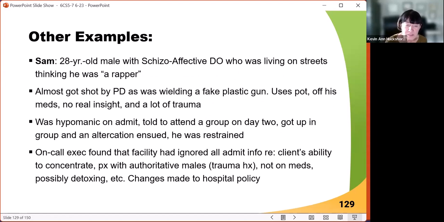So what we found was that we, first of all, had completely ignored all his admission info, which talked about his inability to concentrate, and his mother's report that if ever he started to get upset, do not send men to talk to him. He had serious problems with his adoptive dad and his regular dad. And he wasn't on his meds. He was possibly detoxing. And so we basically set him up to go into restraint and seclusion.